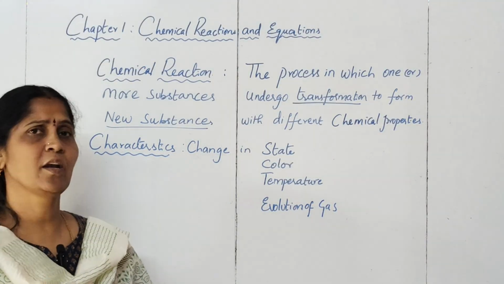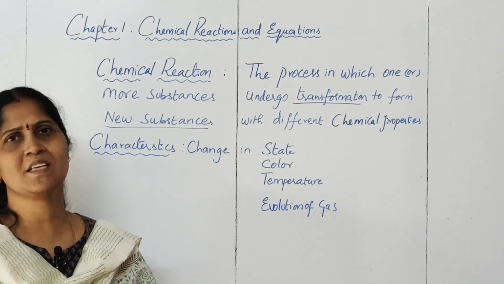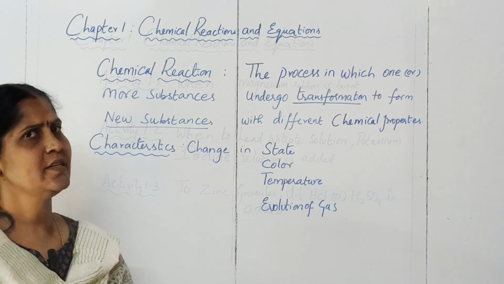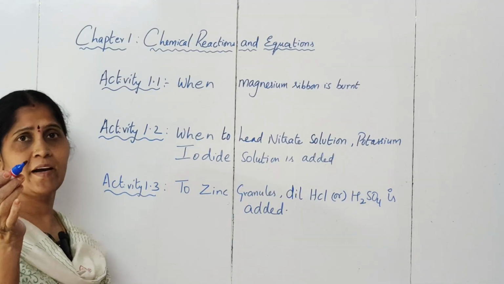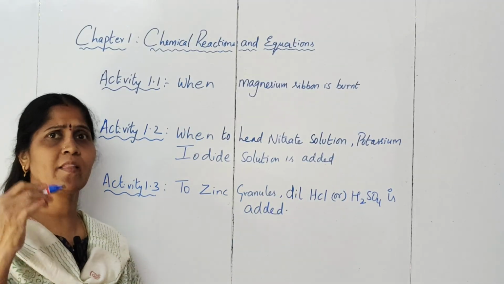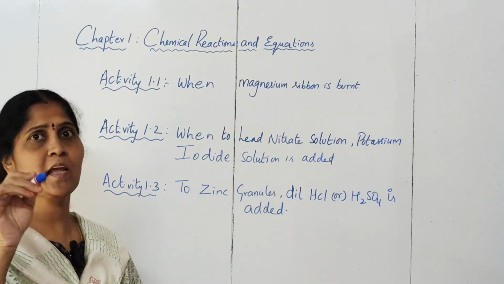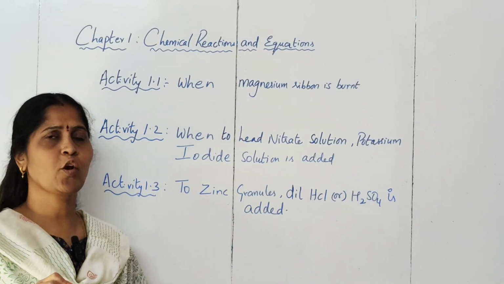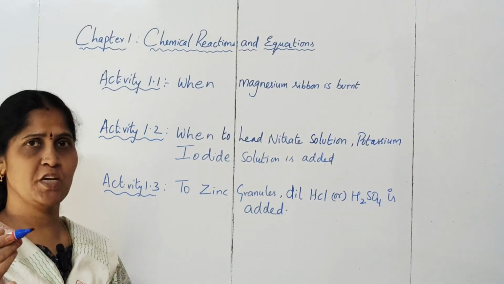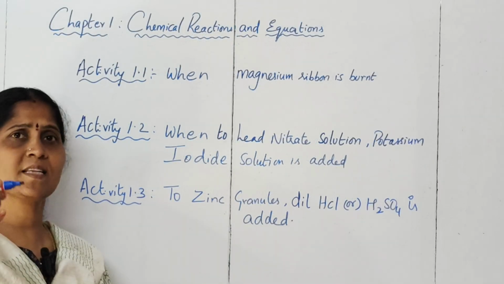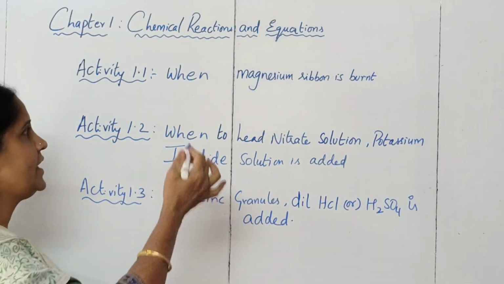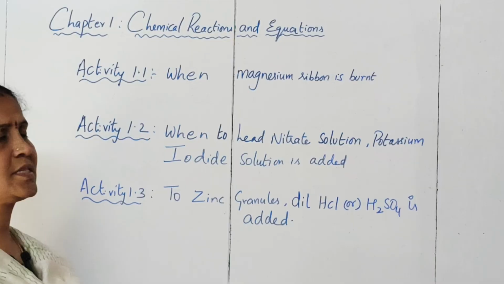So let us understand chemical reactions through some activities that are given in our book. Let us understand the chemical reactions through their characteristic features as we have discussed. What are the characteristic features that will decide whether a chemical reaction has taken place or not? It can be change in the state, change in the color, change in the temperature, evolution of gas. These are the four characteristic features, and through activities we will see how chemical reactions take place.